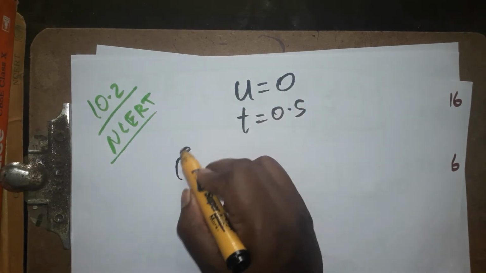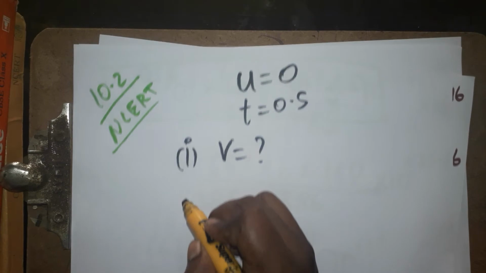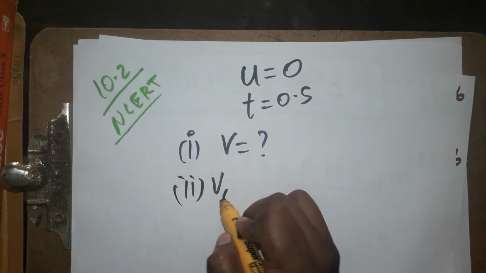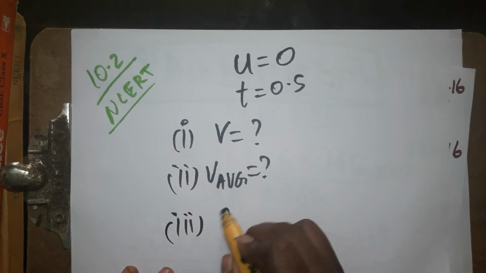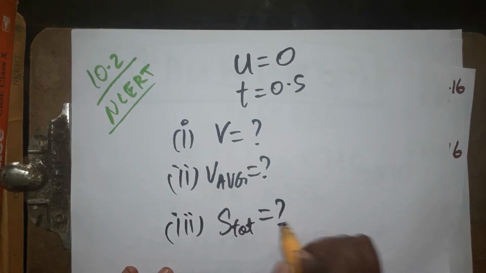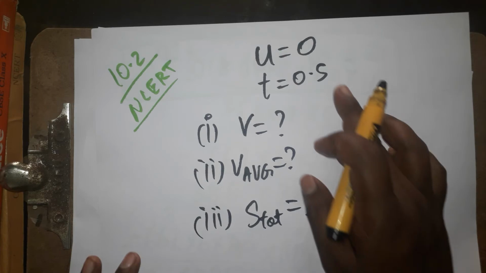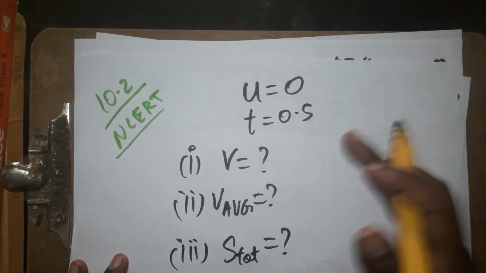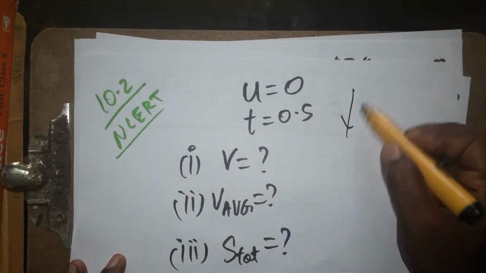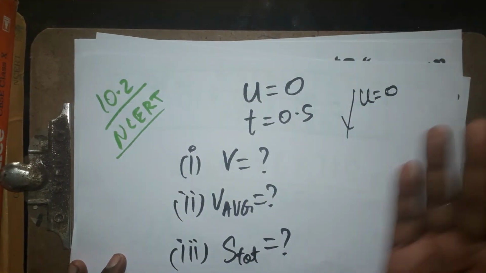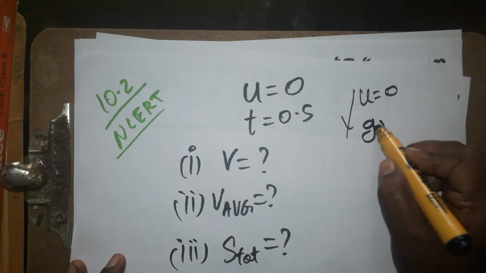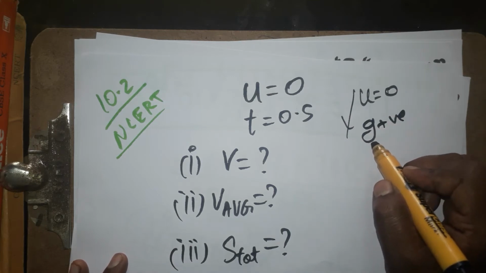The question is asked, what is the final velocity? What is the average velocity? Other than the first question, remaining everything is a very simple question. What is the total displacement? Okay, initial velocity is 0, time is 0.5, okay. A dropped object, initial velocity will be 0, it is dropped only, somewhat it's falling from the mountain, okay. Initial velocity is 0. Gravity will be positive for a dropped object, okay.